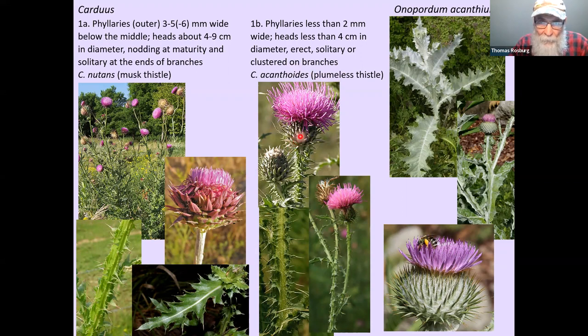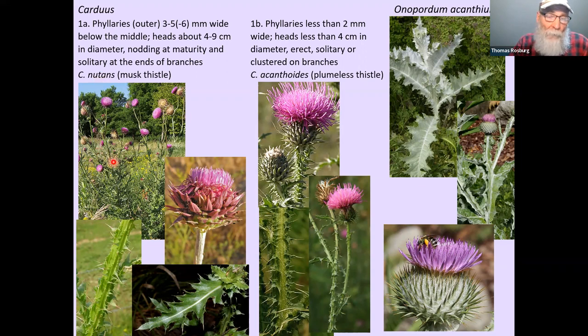And again, we can see these phyllaries here. Maybe these are a little bit easier to see right here. Those phyllaries, or those involucral bracts, are definitely not nearly as wide as what these are. So the smaller ones are acanthoides. The larger bracts are nutans. You can also use the diameter of the inflorescences, the flowering heads. Nutans is larger, 4 to 9 centimeters, as it says, whereas the acanthoides, plumeless thistle, are going to be shorter or not as wide.